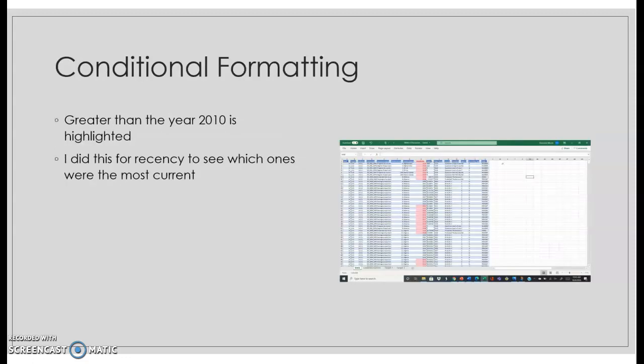For my conditional formatting, I highlighted everything greater than the year 2010, and I did this to see which ones are the most current and most relevant. And I highlighted them in red so people can visually see it easier.